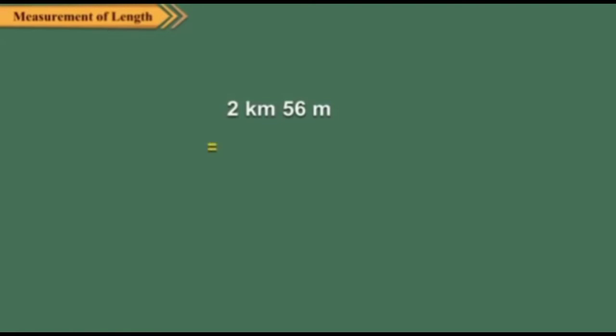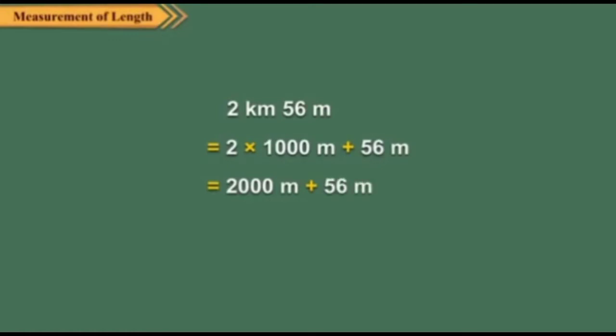So we can write 2 into 1000 meters plus 56 meters. We know that 2 into 1000, the answer is, yes, 2000 meters. And to this 2000, we should add 56 meters. So the answer becomes 2000 meters plus 56 meters. 2000 plus 56, the answer is, yes, 2056 meters.